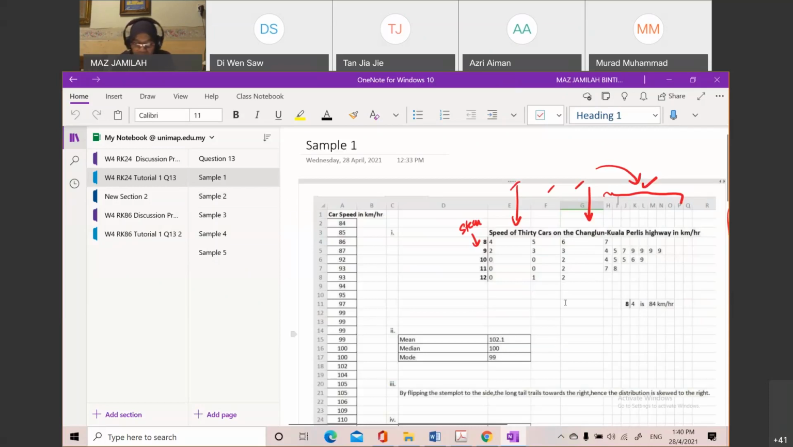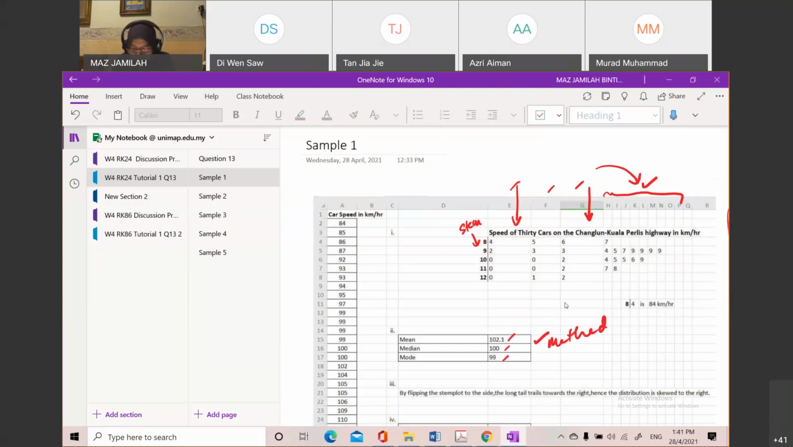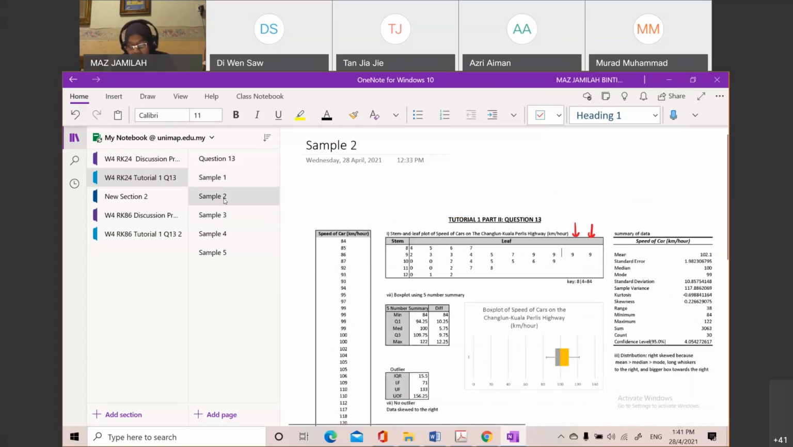In fact, for example, for the first sample, the student calculated directly using Excel. You can always give the answer, and the answer will always be correct, but in terms of the method, marks will be deducted. In terms of the answer, yes, you are correct, because the answer will always be the same. For example, the second sample. For this case, I'm going to select sample work only, because if I were to show all the submitted tutorials, it will be a bit big.